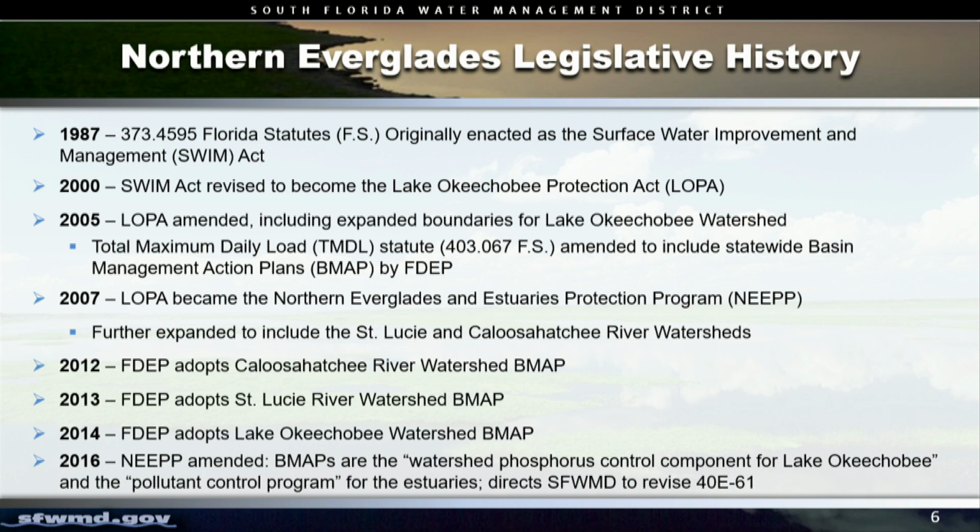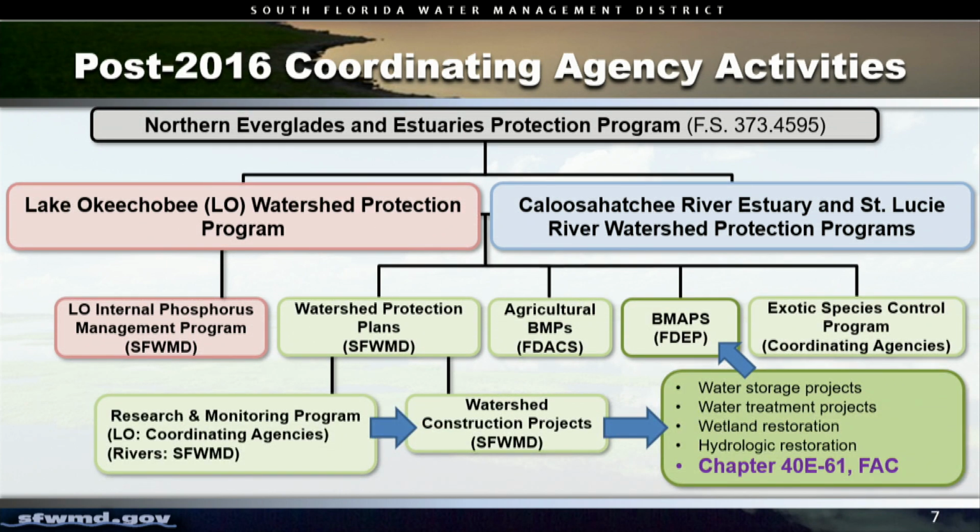And this next slide highlights their activities. DEP has the lead on basin management, has the lead on water quality through its basin management action plans. DACS has the lead on agricultural BMPs, and the district is to take the lead on hydrologic improvements through its watershed protection plans, which consists of the Research and Water Quality Monitoring Program and the watershed construction projects. 40E-61 is a program under the watershed protection plans.